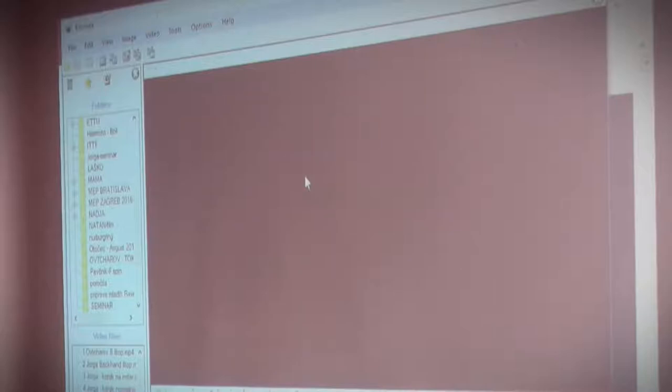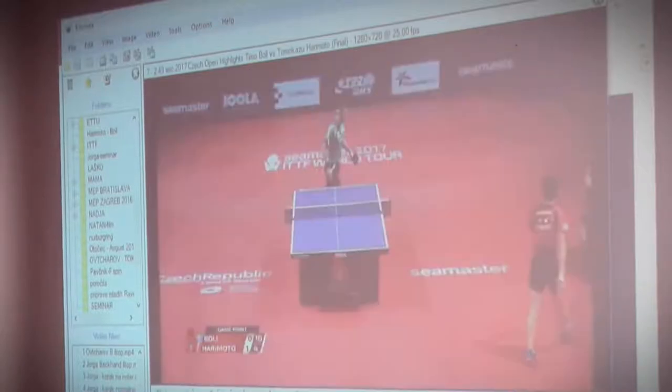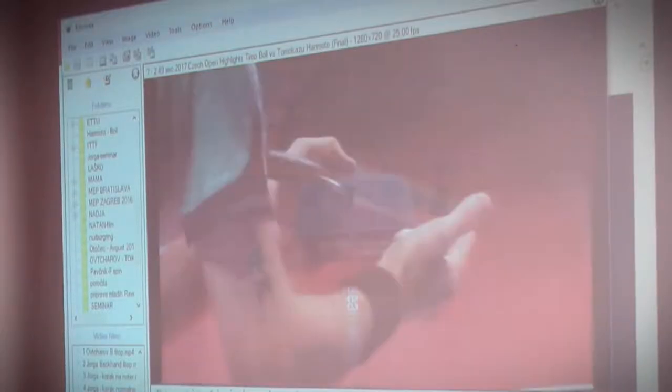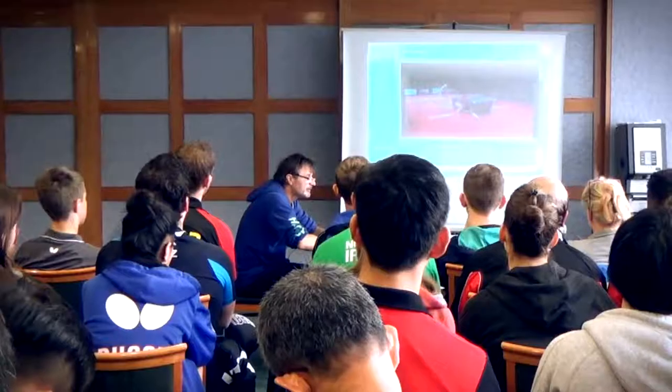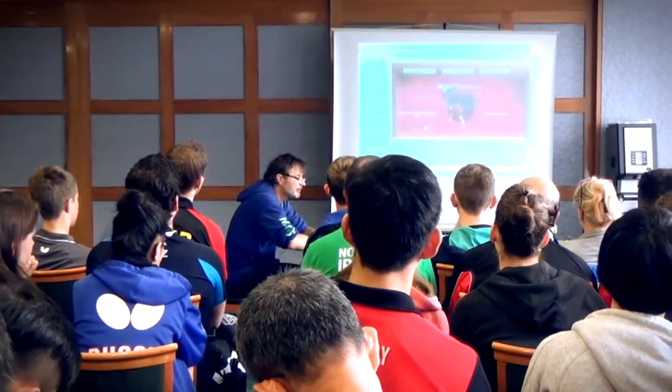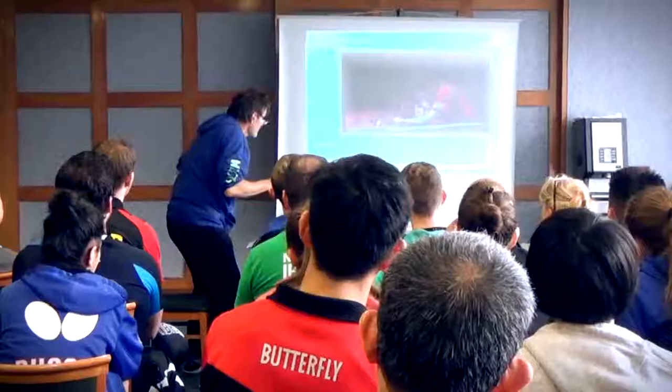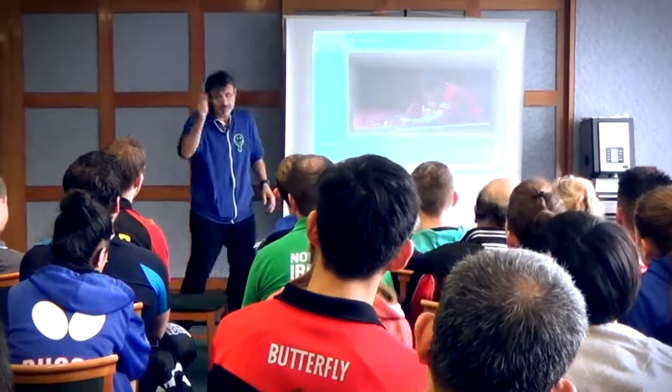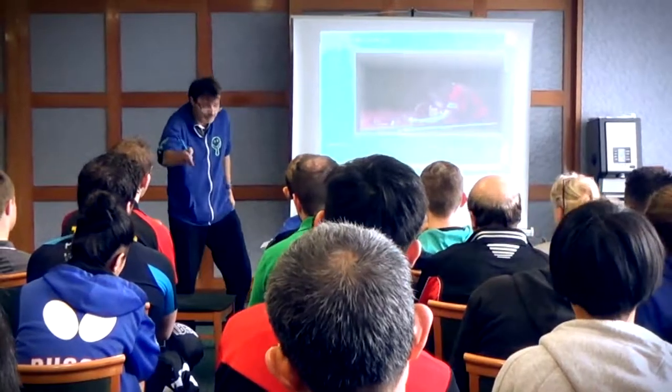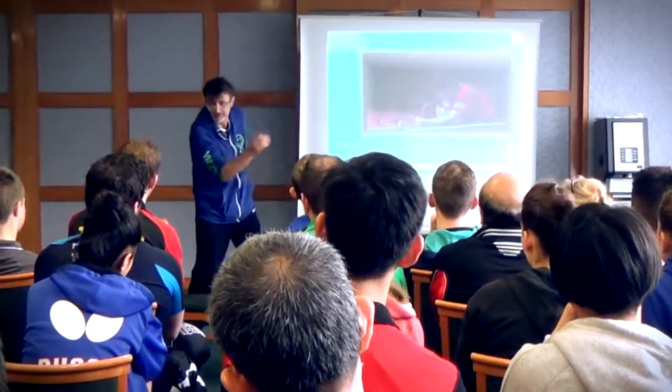I have this one. This is one point before this. It's a really nice point. Timo, Harimoto, Timo ball. Okay, go a little bit more. Okay, look at this now. Now it will be the same situation, similar to before. It will be short on forehand. Timo will play to Harimoto outside of the backhand, deep backhand.